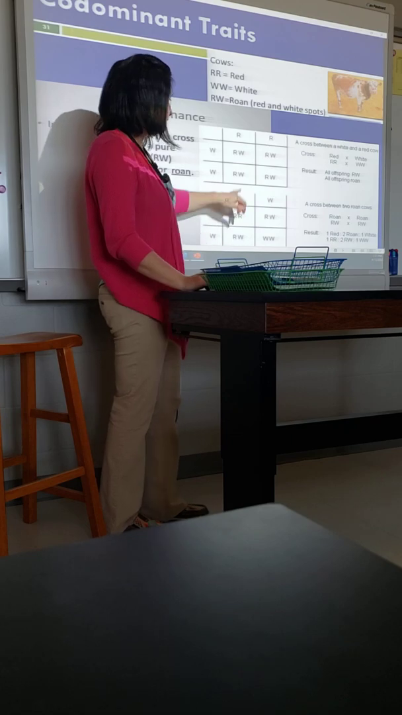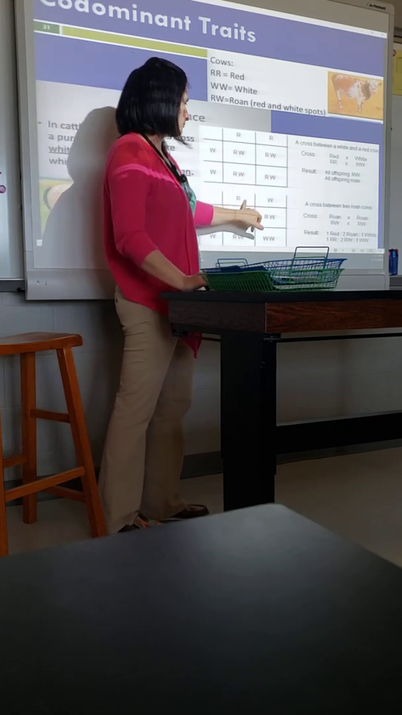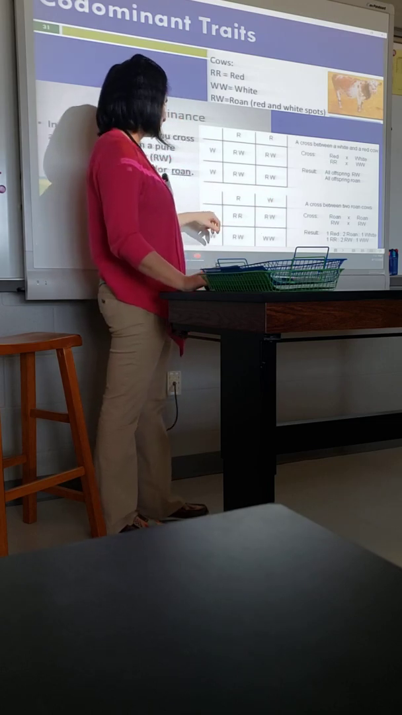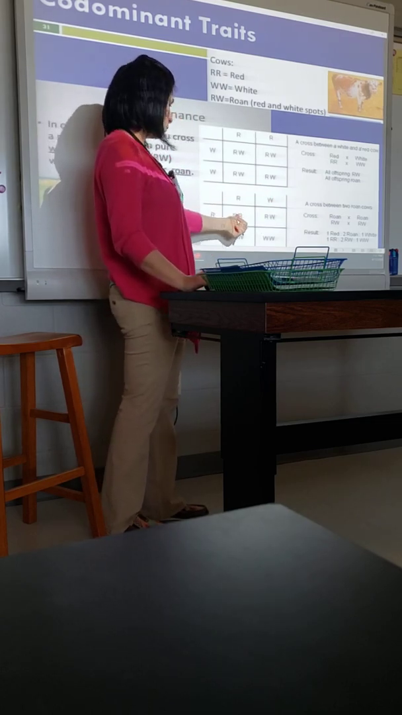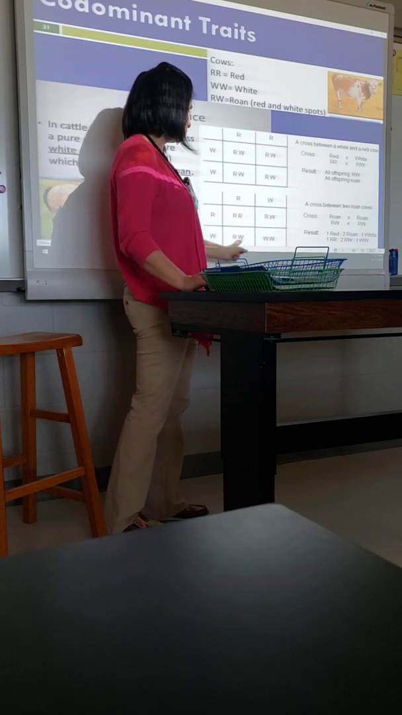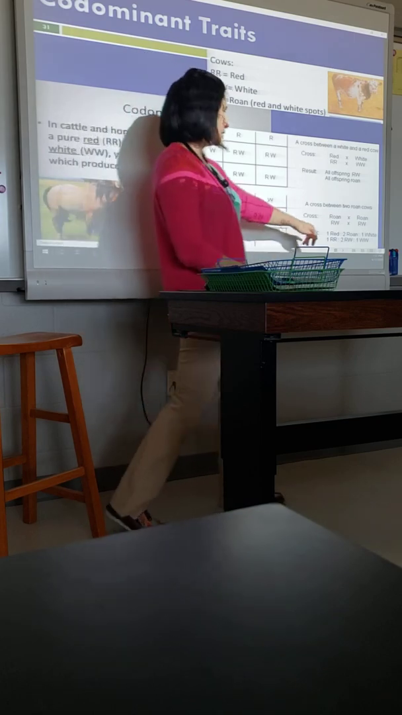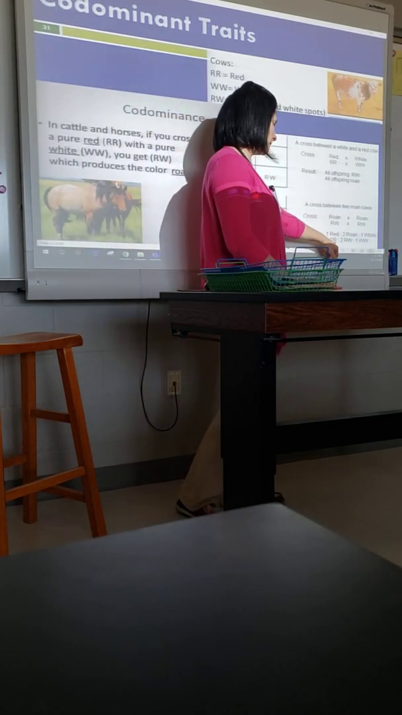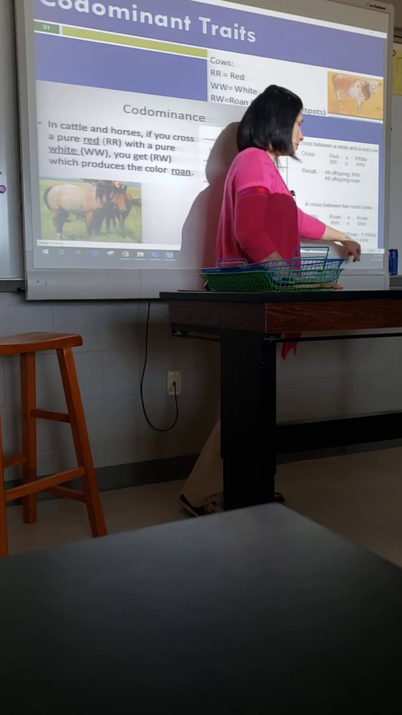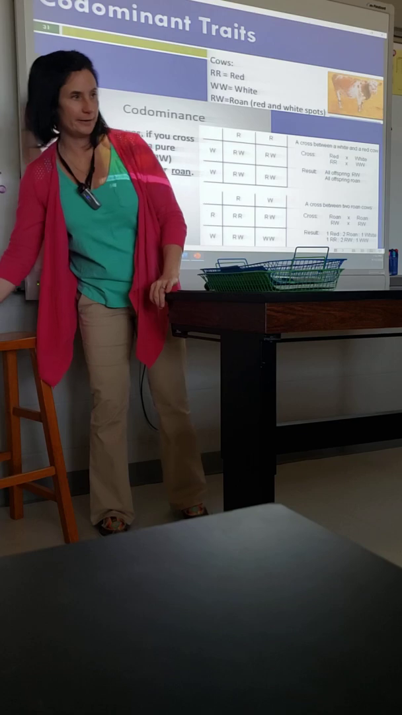So then if you take one of these offspring, okay, and you take a red and a white, so a roan, pure or hybrid, times another roan hybrid, you get one that would be red, two that would be roan, and one that would be white. So you get one red, two roan, one white. The genotypes would be big R, big R, big R, big W, and then big W, big W. Okay?